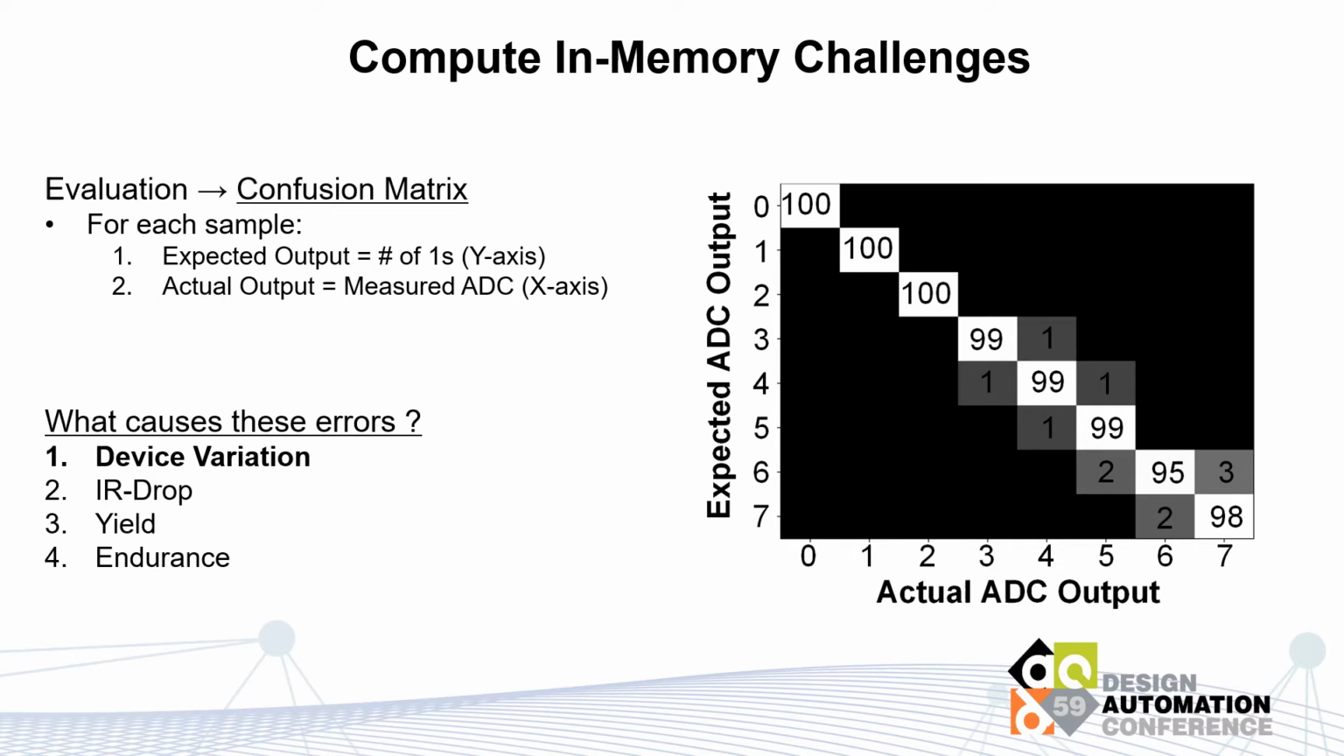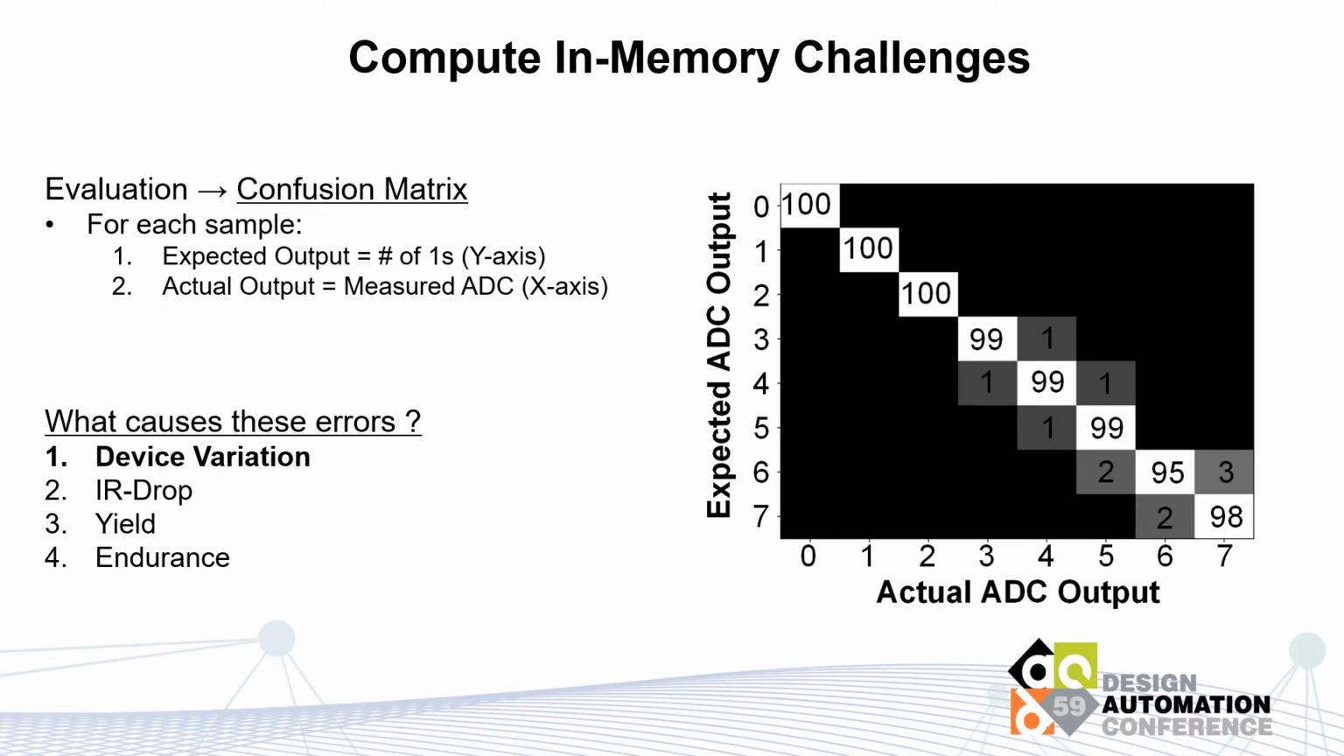To create this matrix, we loop through the set of all samples and increment the bin that corresponds to the sampled results. Then we normalize the matrix. So we can see that we achieved 100% accuracy when there are only a few ones on the bit line, and then this falls off as we increase the number of ones we read. So what causes these errors?